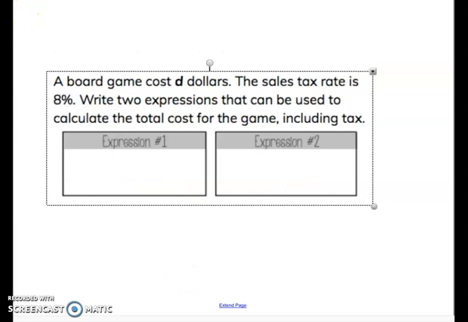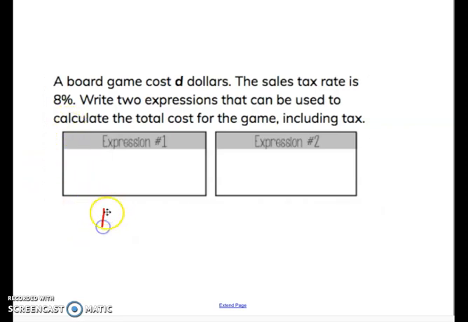The past 2 examples we did with discount. This one is a little different. A board game costs $D. The sales tax rate is 8%. Write 2 expressions that can be used to calculate the total cost for the game, including tax. Remember, tax is an add-on.